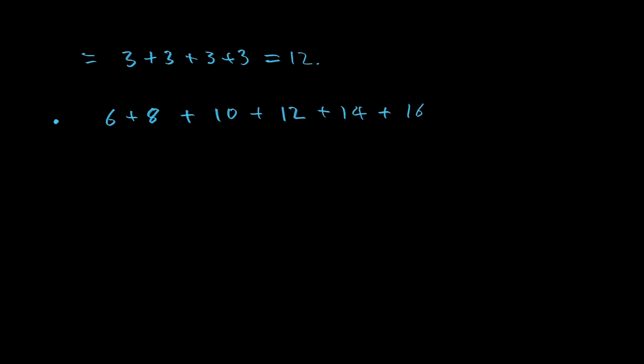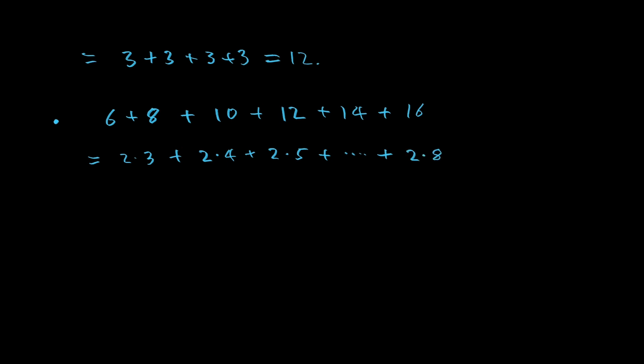And even numbers are all multiples of 2. So all of the even numbers are 2 times something. 2 is 2 times 1, 4 is 2 times 2, 6 is 2 times 3. So we could think of this as 2 times 3 plus 2 times 4 plus 2 times 5, and so on. And what would 16 be? That would be 2 times 8.